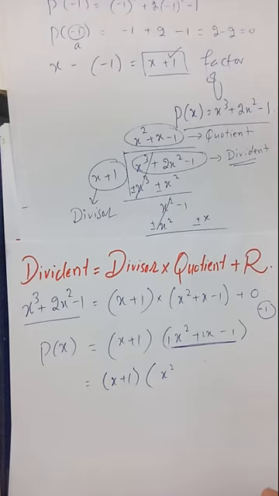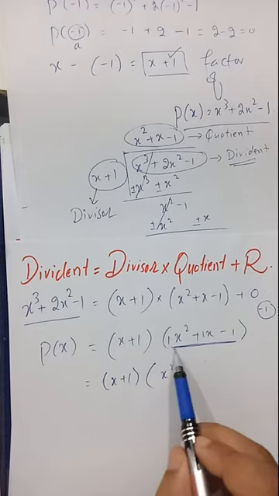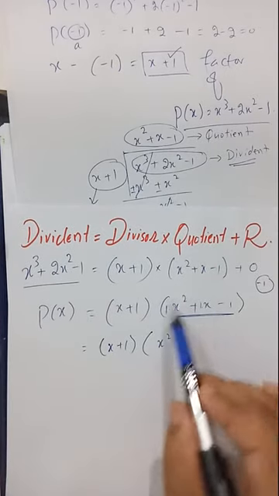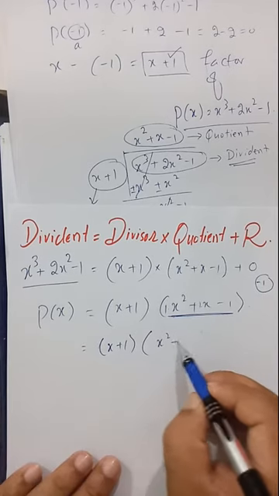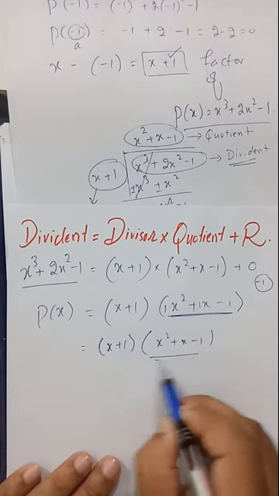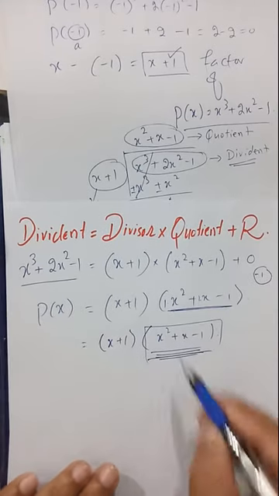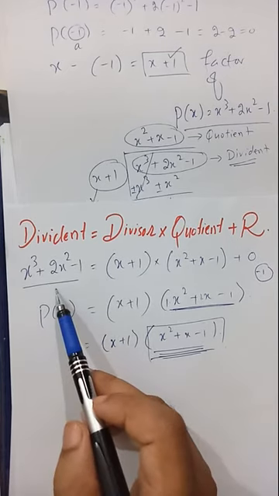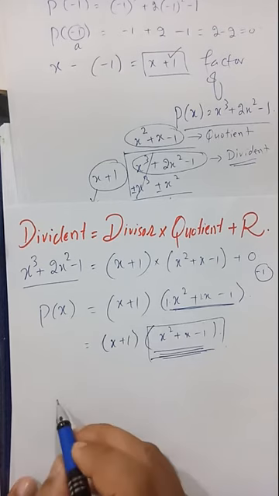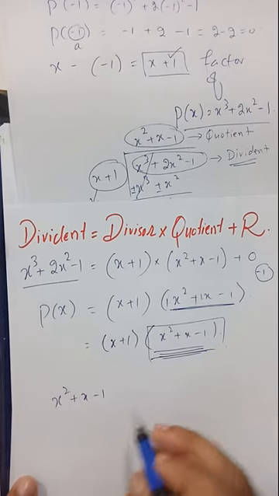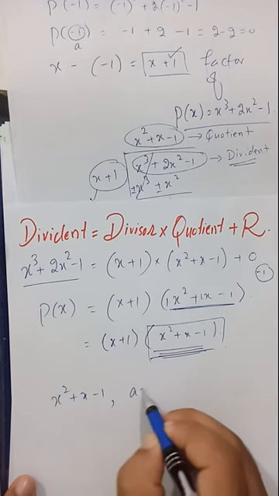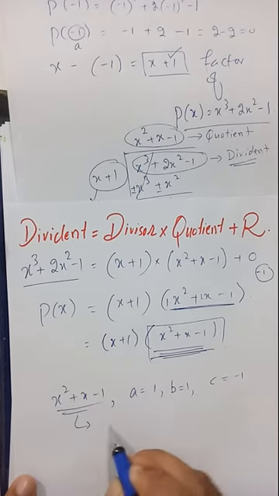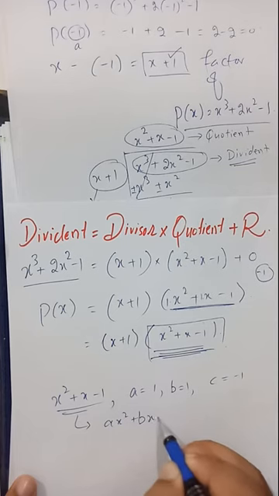So this is not possible; factorization of this is not possible by the middle term method. So you will do the factorization by the quadratic formula. Because this is quadratic, you will get two factors from here and one factor is this, so your cubic polynomial will be factorized into three linear factors. So I am considering x square plus x minus 1. Here the value of a is 1, the value of b is 1, the value of c is minus 1, when I compare this with the general form of the quadratic polynomial.